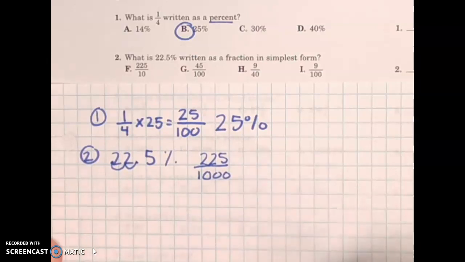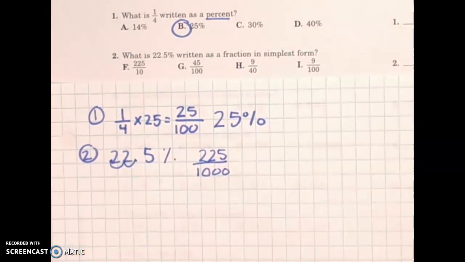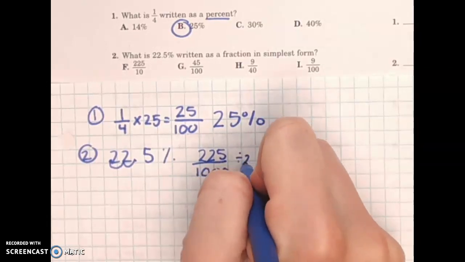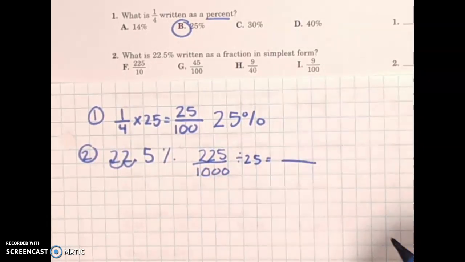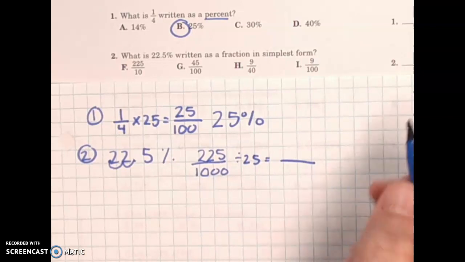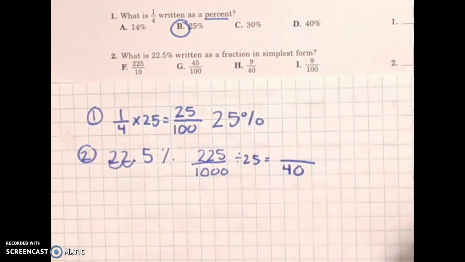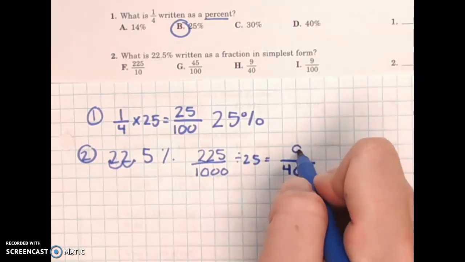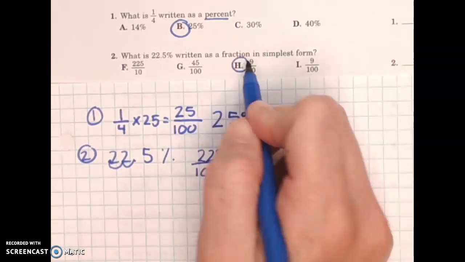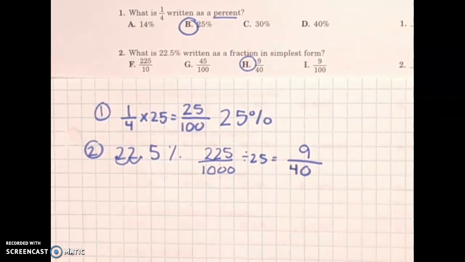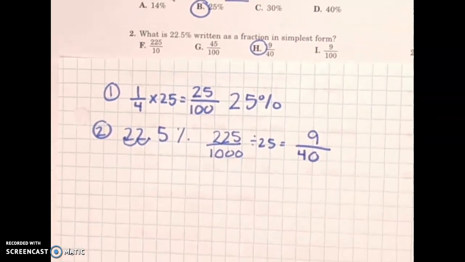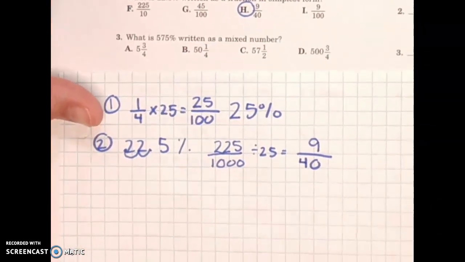Now we are going to simplify. Okay, so we need to simplify it. I'm going to start with 25. 1,000 divided by 25 is 40. And 225 divided by 25 is 9. So our answer is H. If you can't think of 25 the first time, make sure you start with a 5. And you'll just have to go down again.